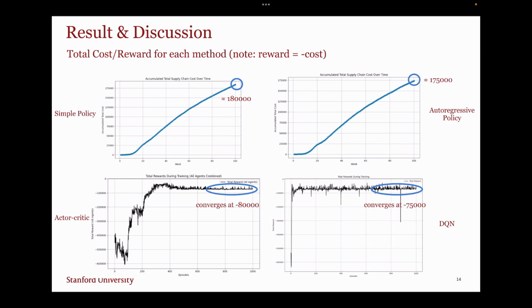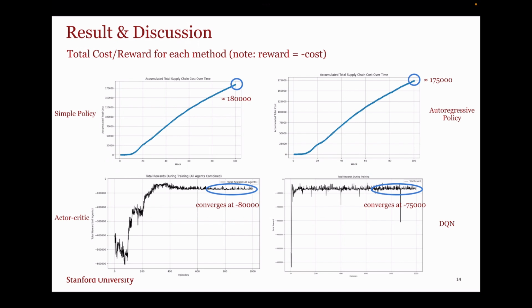Here are the results for our 4 approaches. The most important metric is the total cost or reward over 100 weeks. To put it simply, we hope the absolute value of the reward or cost should be low. By comparing these 4 charts, we can observe that the simple policy performed the worst, with the highest total cost. The AR policy performed slightly better. Both RL methods significantly outperform, converging to a much lower value.